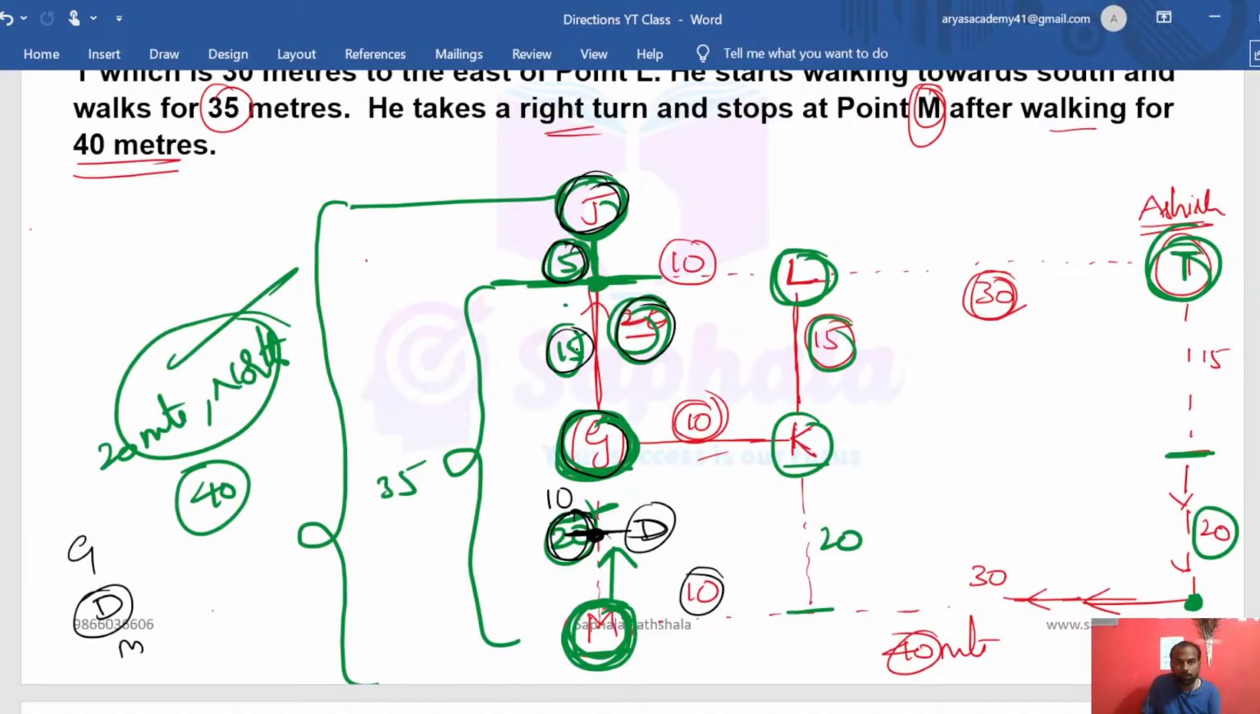So 5 plus 15, 20, 20 plus 10, 30. So from D he has to cover 30 meters to reach the final point J.